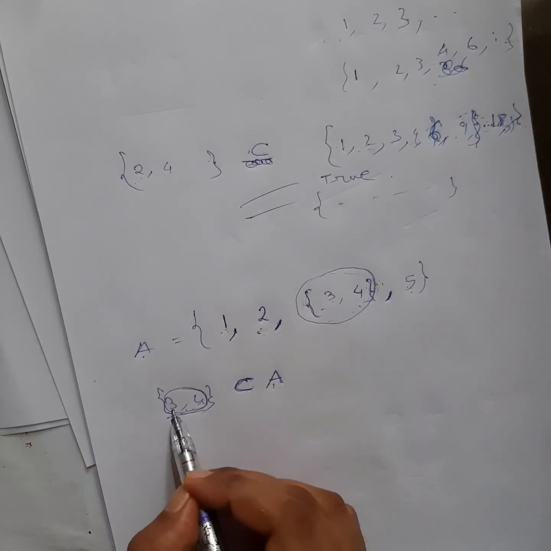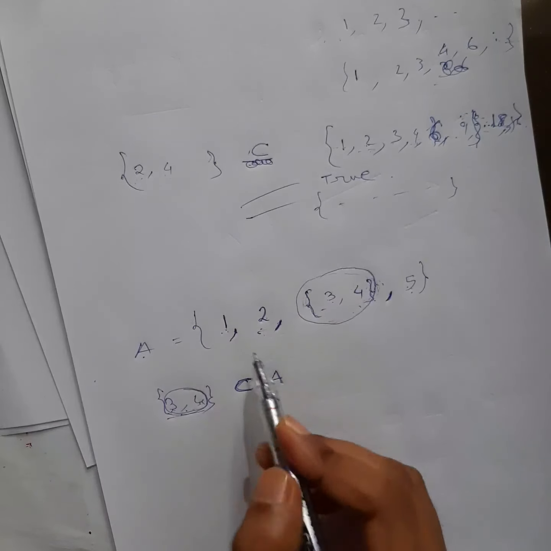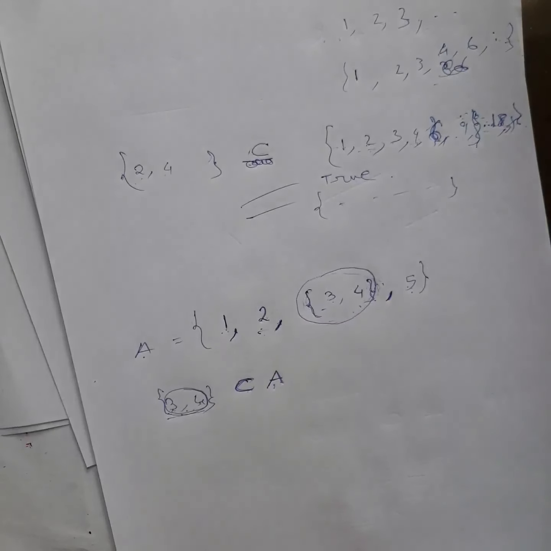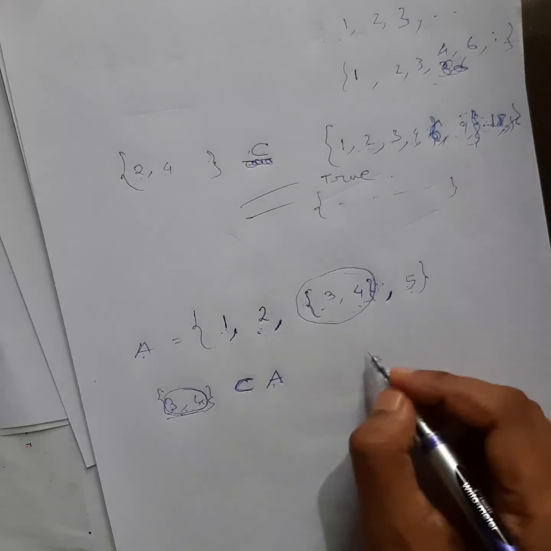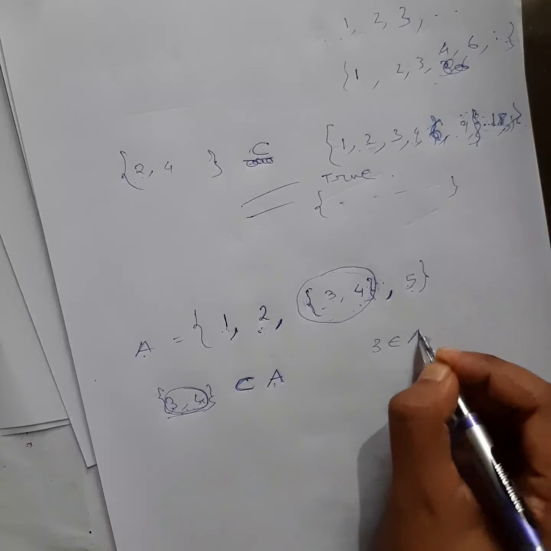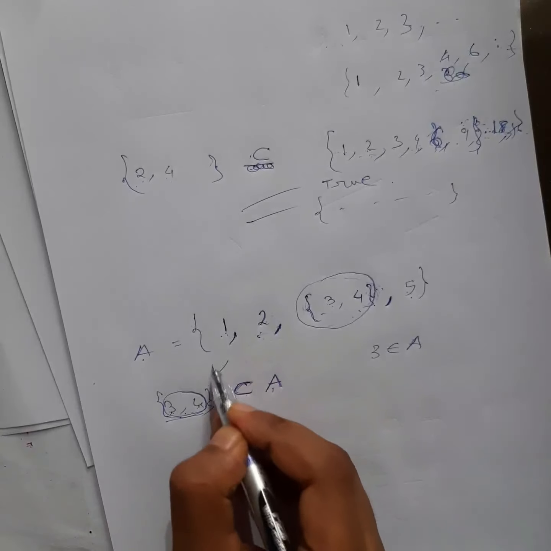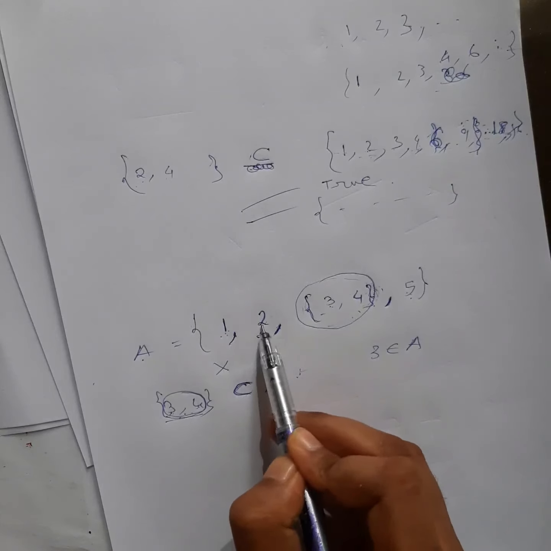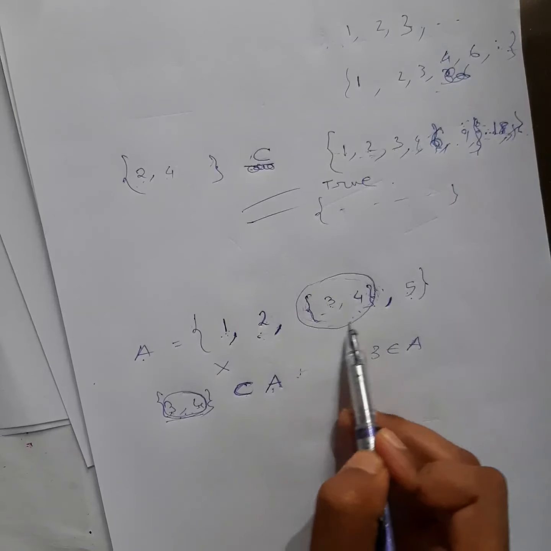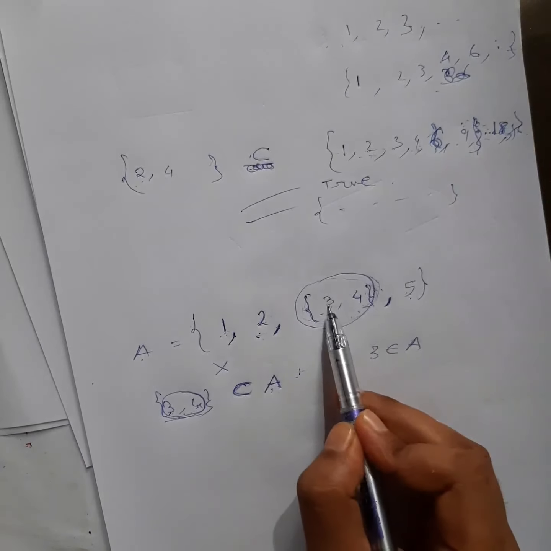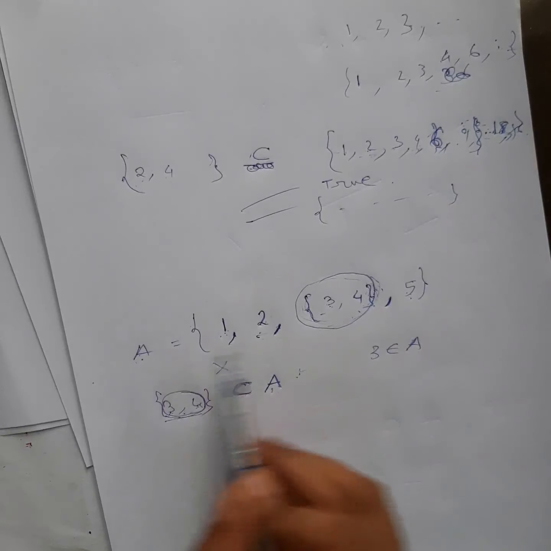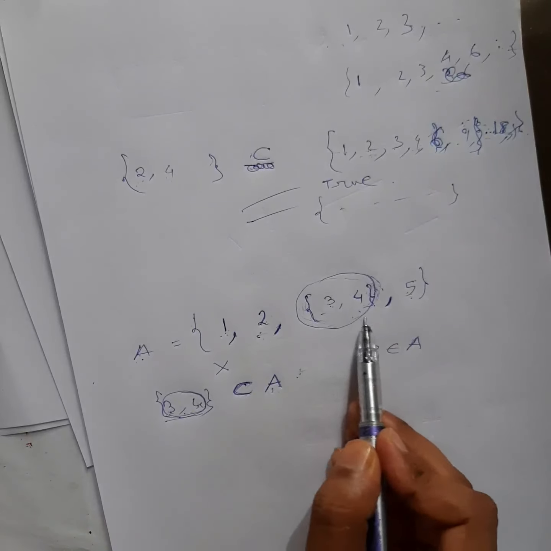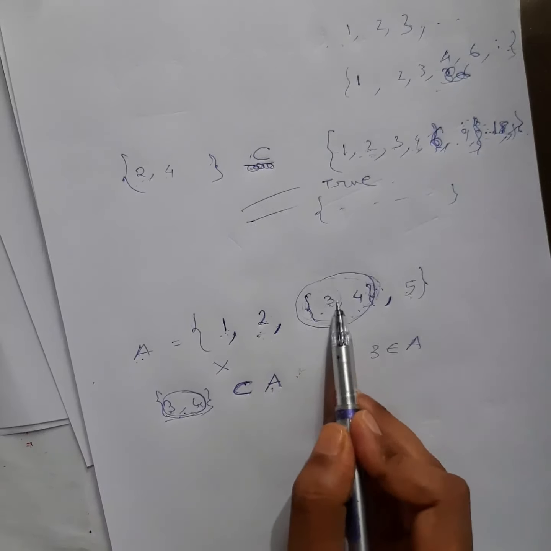Now see carefully, 3 and 4, are these elements of this set? Does 3 belong to A? Obviously no. 3 does not belong, because you know that here what are the elements? 1, 2, this whole as your element, 5. 3 itself is not an element of A. Remember that. I told you again and again. This single portion is not an element of A. What are the elements of A?